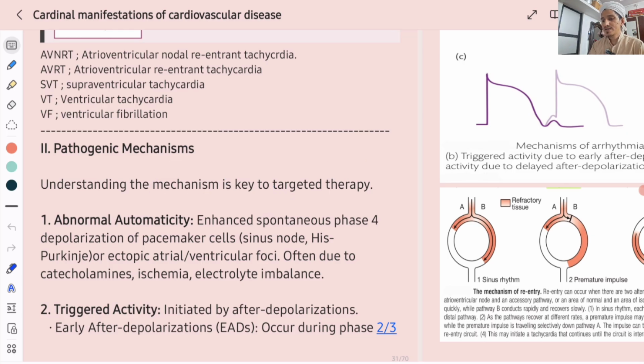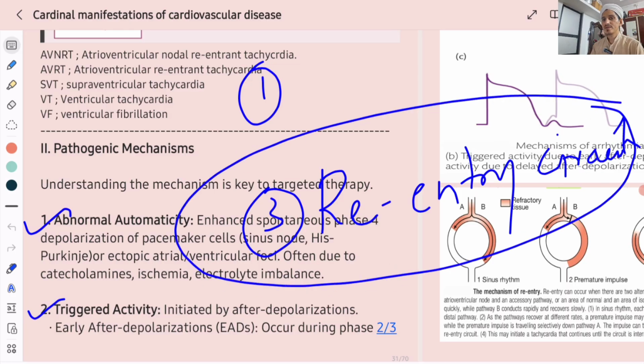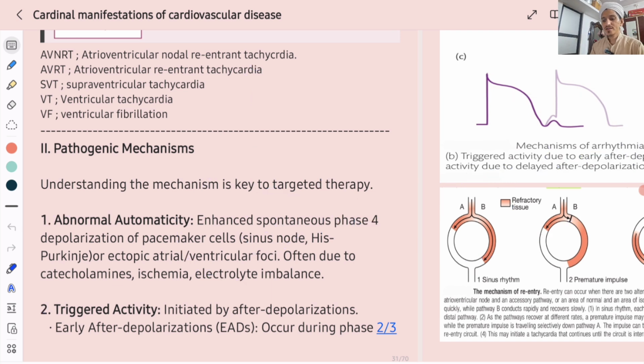So there are basically three. Number one is abnormal automaticity. Number two is triggered activity, and number three is re-entry circuits. And among these, re-entry is the most common mechanism which is responsible for cardiac arrhythmia. So now coming to number one, it is abnormal automaticity.